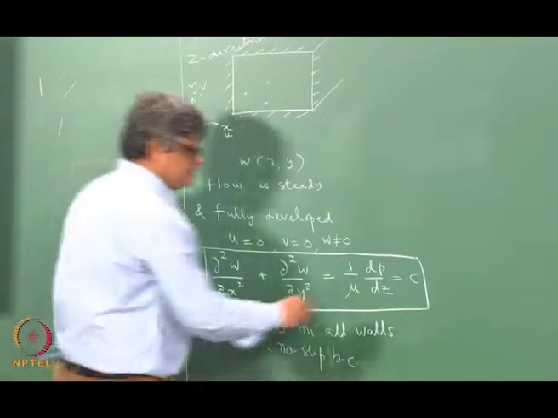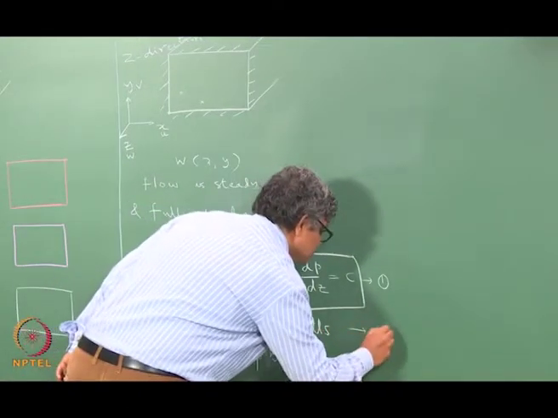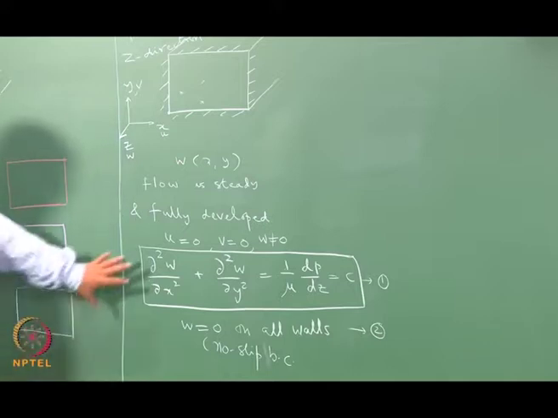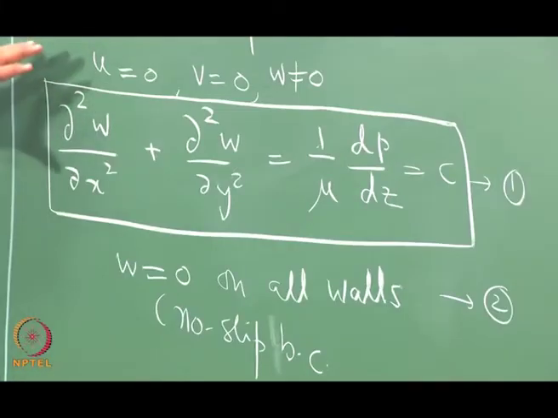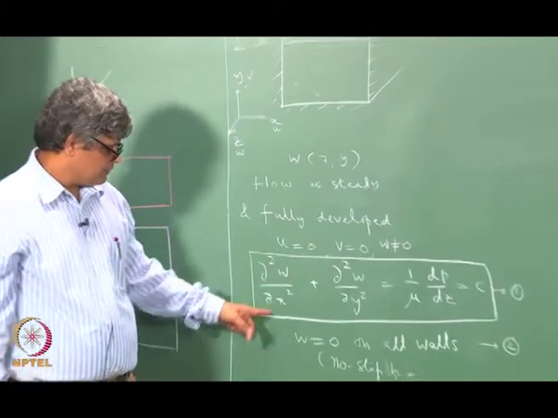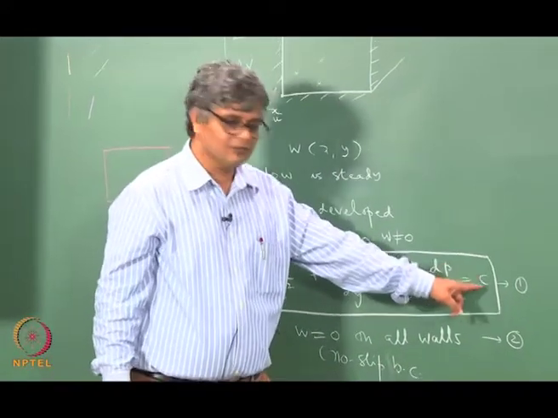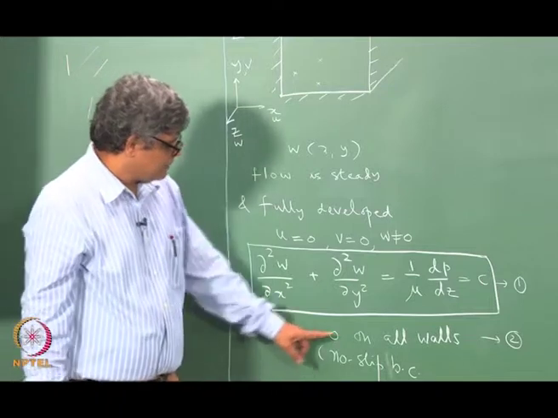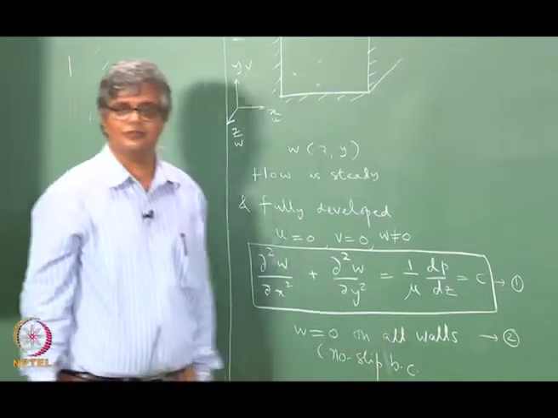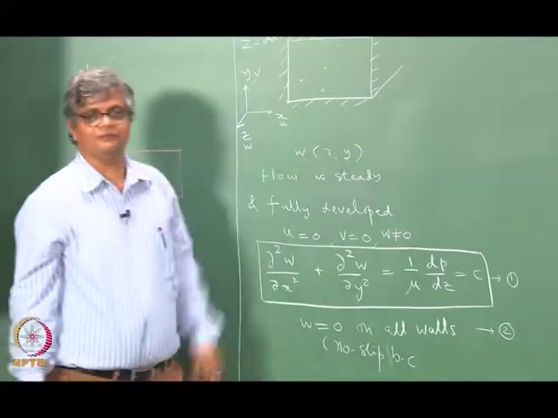So, you have an equation 1 and a boundary condition given by 2. This can be considered as a complete specification of the mathematical problem. The mathematical problem is that you have a second order partial differential equation, ∂²W/∂x² plus ∂²W/∂y² equal to a constant. The value of the constant is specified, and the boundary condition that W equal to 0 is also specified. With this we would like to get what is W of x and y.